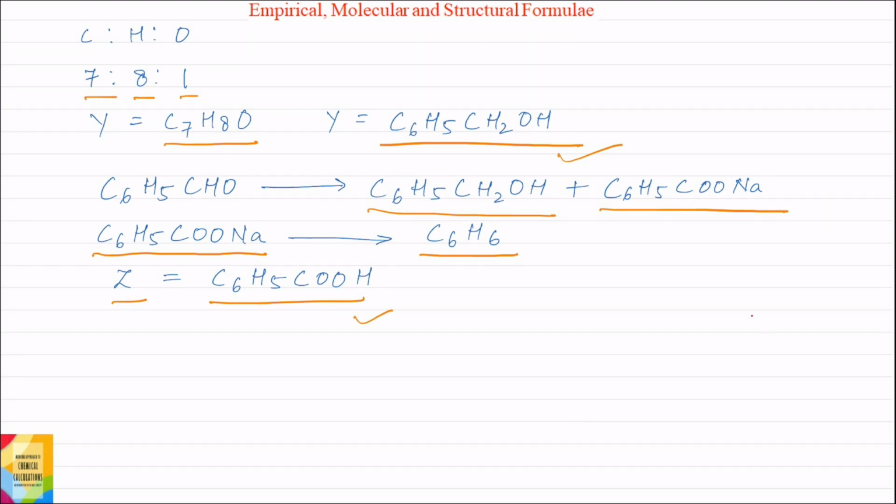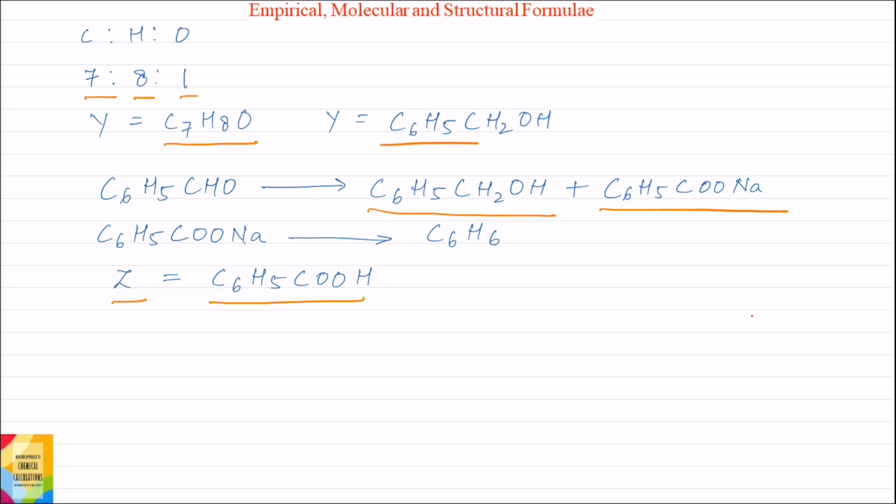Now C6H5CHO on treatment with alkali gave a neutral product Y and sodium salt of aromatic acid, which on distillation with soda lime gave benzene. Therefore the sodium salt of aromatic acid must be sodium benzoate and the acid will be benzoic acid. So C6H5CHO forms the sodium salt of the acid and an alcohol. ये जो alcohol है, it is Y. If we compare the molecular formula of this alcohol and molecular formula of Y, then both are the same.